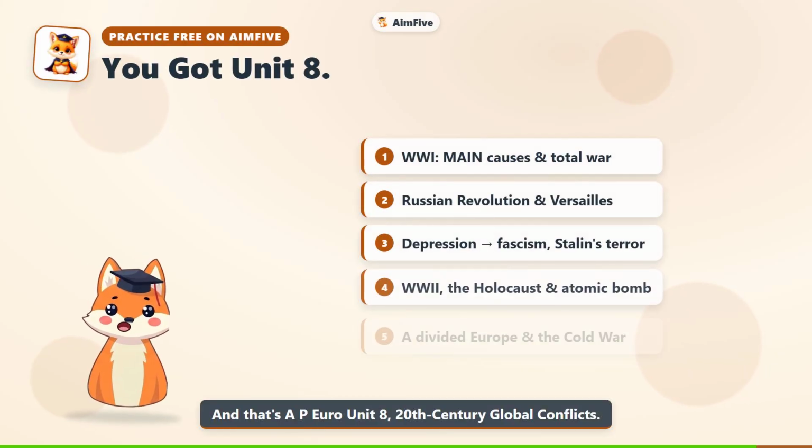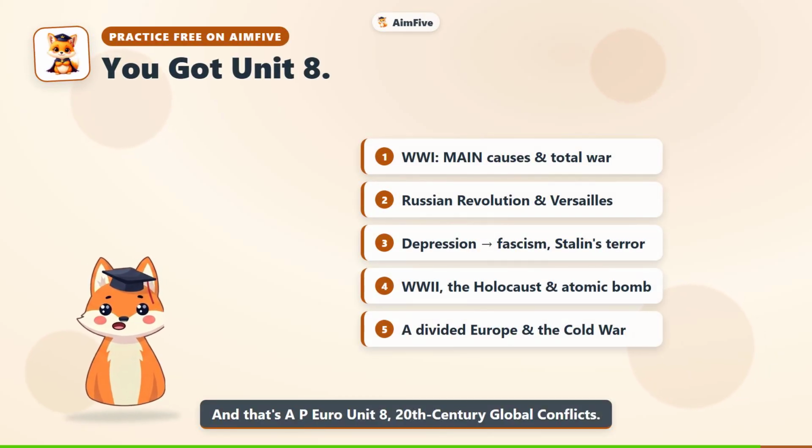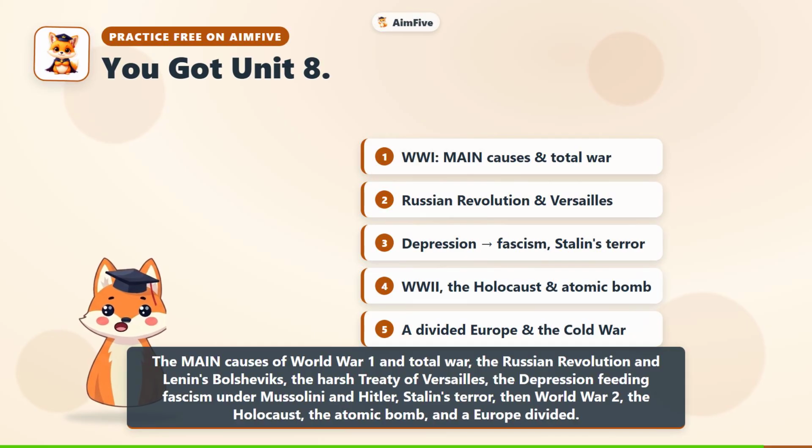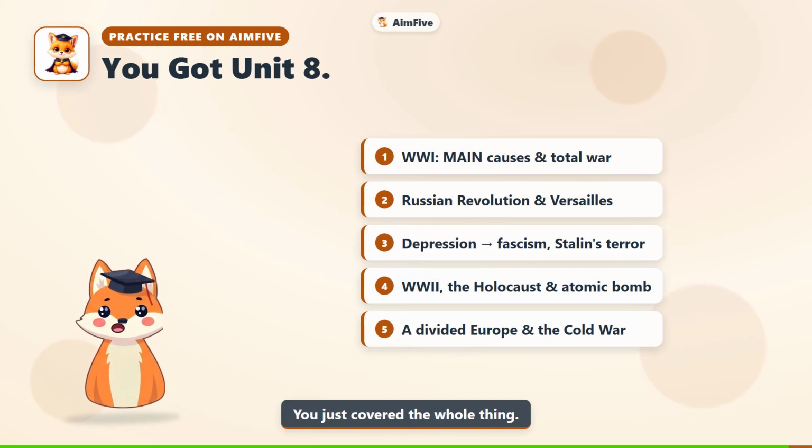And that's AP Euro Unit 8, 20th Century Global Conflicts. The main causes of World War I and Total War, the Russian Revolution and Lenin's Bolsheviks, the harsh Treaty of Versailles, the depression feeding fascism under Mussolini and Hitler, Stalin's terror, then World War II, the Holocaust, the atomic bomb, and a Europe divided. You just covered the whole thing.